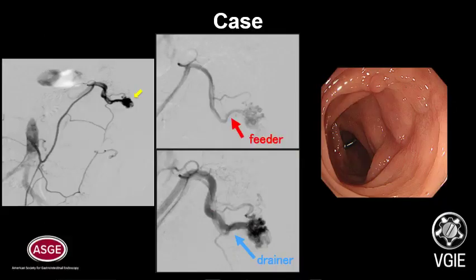Angiography of the inferior mesenteric artery showed vascular hyperplasia and nidus. The drainer was thicker than the feeder and a coiled nidus was visible, similar to the EUS findings. We performed coil embolization of the AVM.